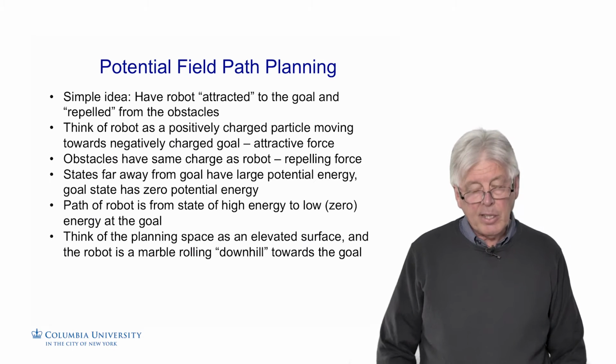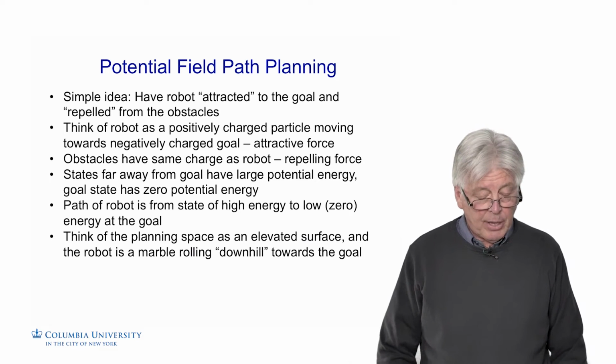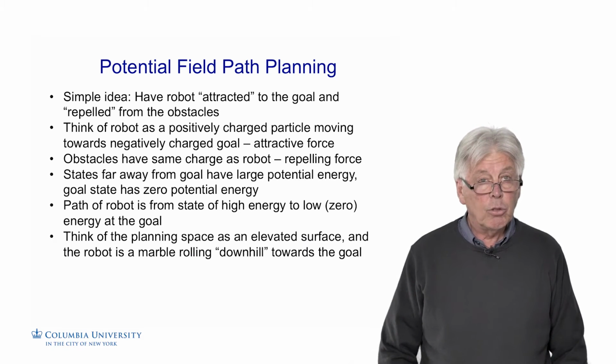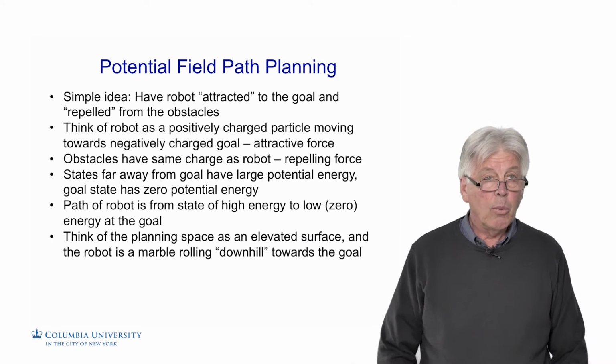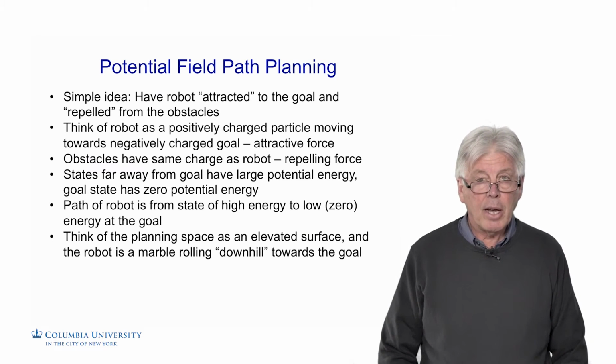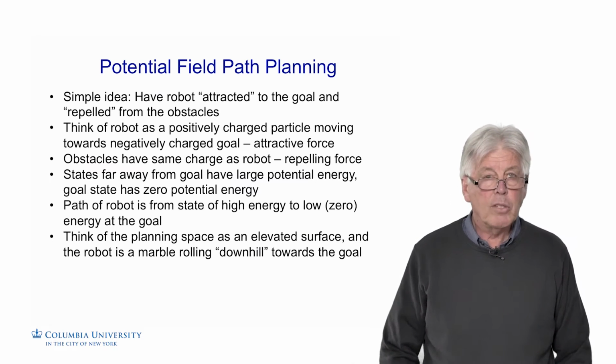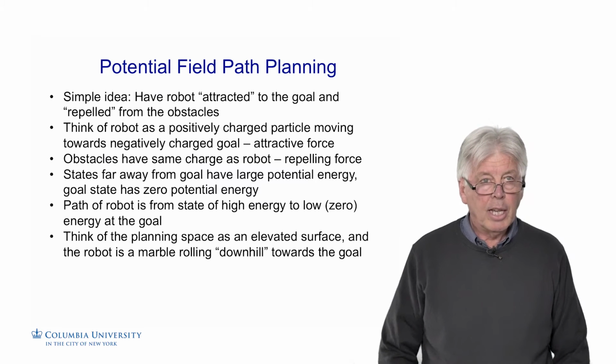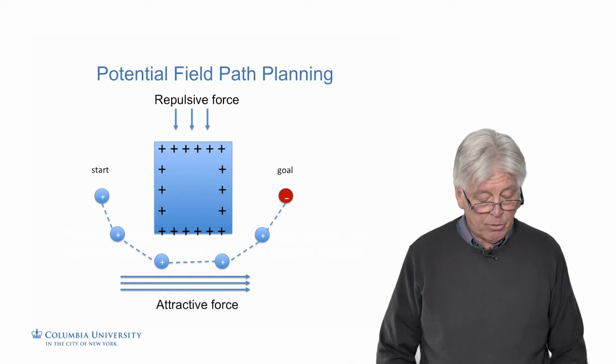You can think of the planning space as an elevated surface, and the robot is a marble rolling downhill towards the goal. So far away, the surface is raised high. Down by the goal, it's very, very low. It's down to zero, and the marble will just roll right down to it.